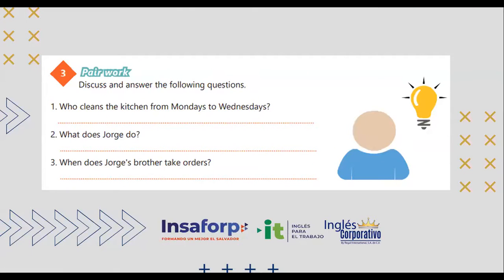And now we have three questions, and we are going to work in pairs, and you are going to discuss and answer the following questions. Number one: who cleans the kitchen from Monday to Wednesdays? Two: what does Jorge do? And the third one: when does Jorge's brother take orders? Okay, I'm going to give you some minutes in order that you can do it.